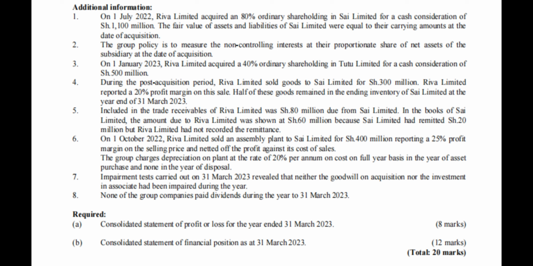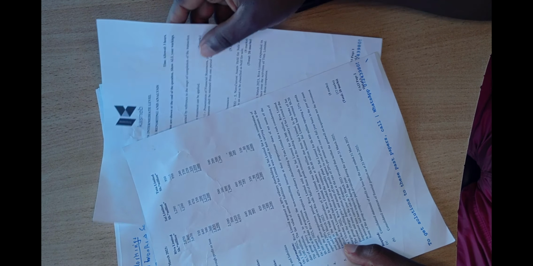Required: A, consolidated statement of profit or loss for the year ended 31st March 2023; and B, consolidated statement of financial position as of 31st March 2023. A total of 20 marks. So now, this is a group account, or sometimes we call them the consolidated financial statements. So there are interesting things here. The first thing before you consolidate a question, you must look at the period of consolidation, or at what period these companies operated as group companies.